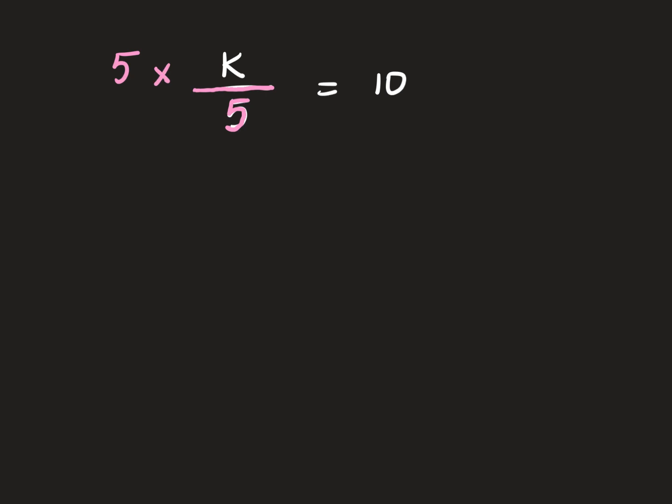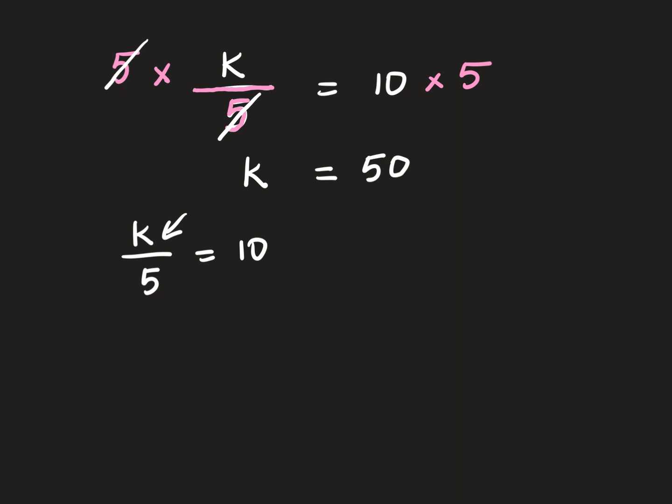So watch what I'm going to do. I'm going to times both sides by 5. Then can you see this one here? 5 lots of k divided by 5 will just leave me with k. k is equal to 5 times 10, which is 50. And that makes sense because my original question, k over 5 equals 10, well, what number divided by 5 gives me 10? Well, 50 divided by 5 is 10.